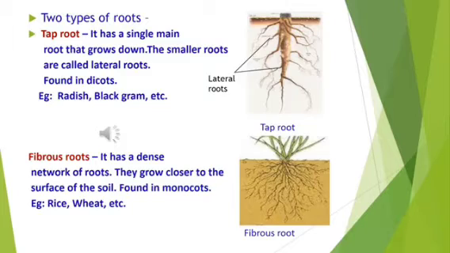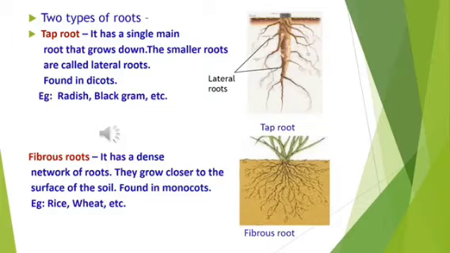What is taproot? A taproot is a single main root that grows down into the soil. The smaller roots are called lateral roots. Usually we see taproot in dicots such as the Bengal gram, black gram, etc. We can observe taproot even in carrot, radish, beetroot, etc., where the roots are modified to store food.